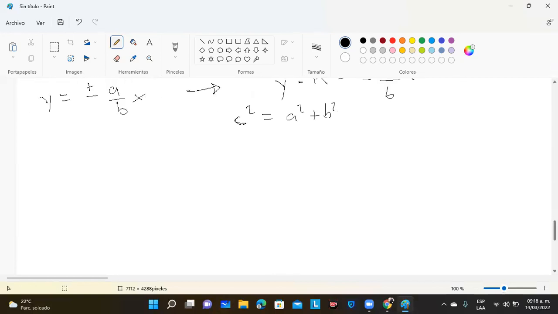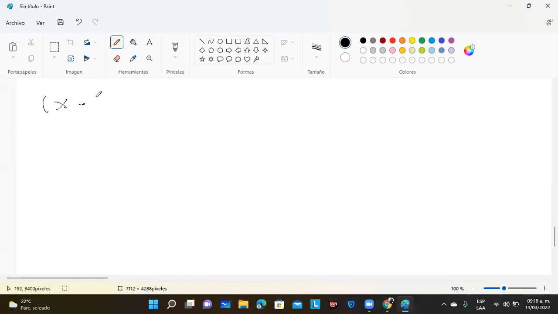So now let's do a problem where they give you an equation that is not centered in the origin. So now x minus 3 squared divided by 4 minus x plus 2 squared divided by 9 equals 1. Okay.